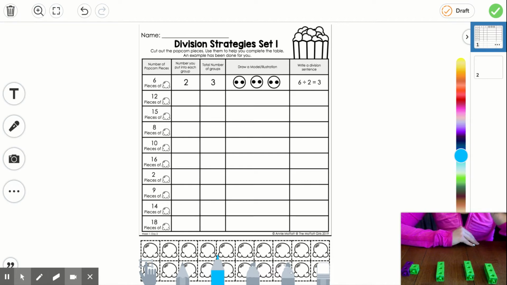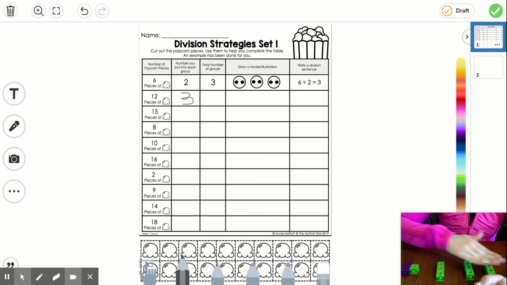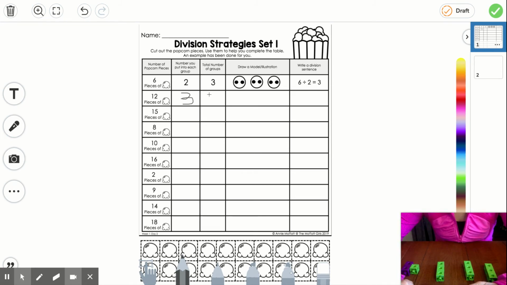So on that number 12 here, for the number to put in each group, I would write a 3, and I'm going to do my best handwriting here with my mouse. And how many groups did I make? 1, 2, 3, 4. And then I'm going to draw this model, or you would draw this model here. You would draw the 4 groups, and then you would put the 3 in each group.